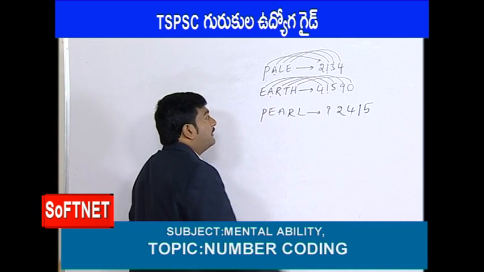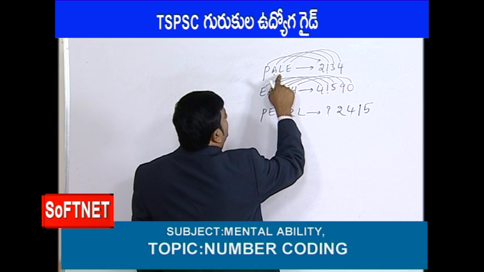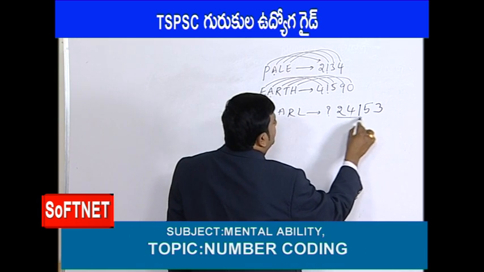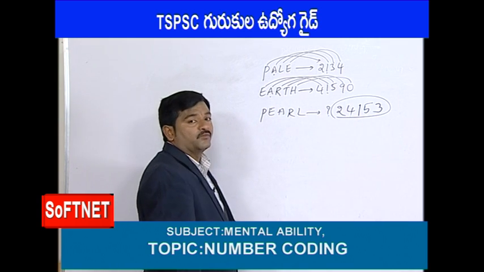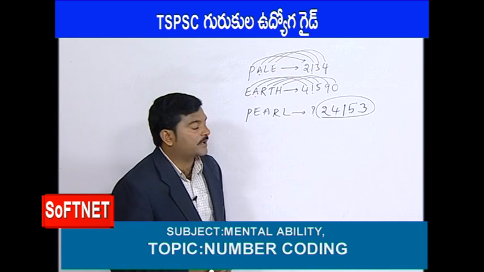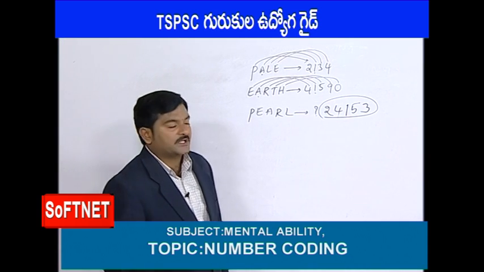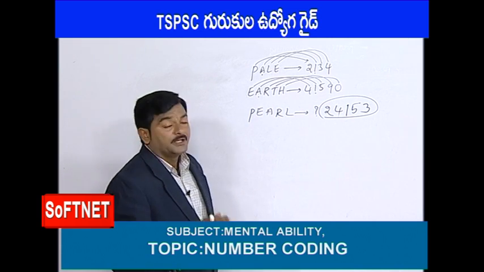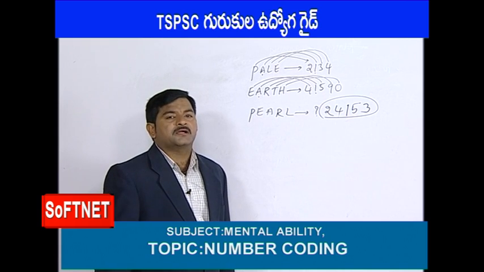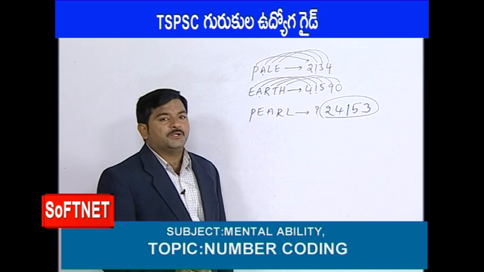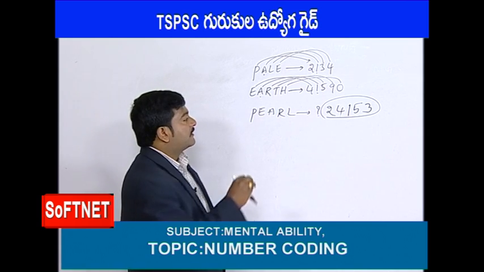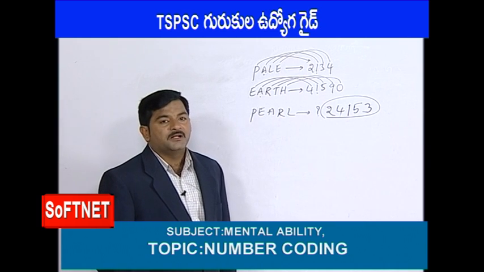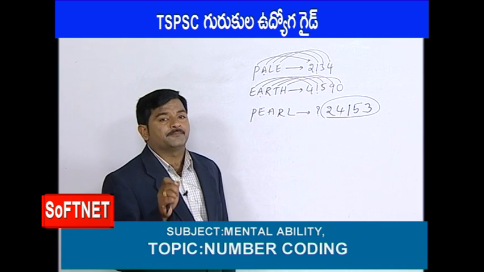Similarly, we can take L. L is available in the first word. The code for that L is 3. Hence, the code for the given word PEARL is 24153. This kind of coding is called direct coding. There is no concept in it: the code for P is 2, A is 1, L is 3, E is 4, and so on. By using the concept of direct coding, the answer for the given word PEARL is 24153. Remember, this is the example for direct coding.